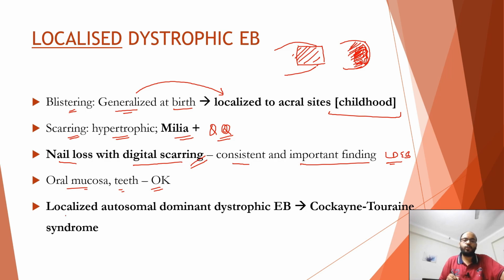The older name for localized autosomal dominant dystrophic EB was Cockayne-Touraine syndrome. Now, of course, the names are not used, but maybe in vivas or exam questions, you can answer.